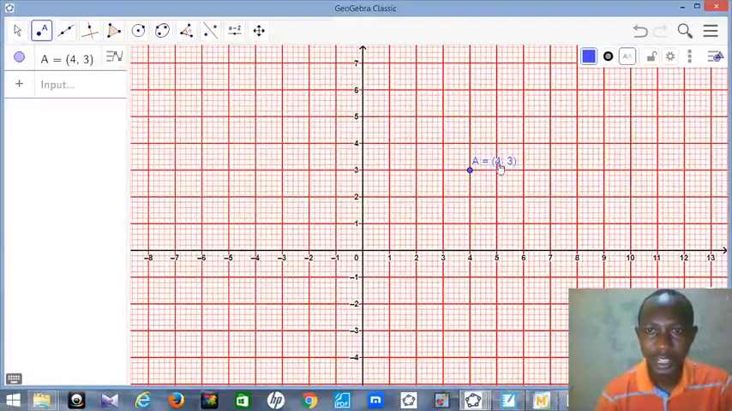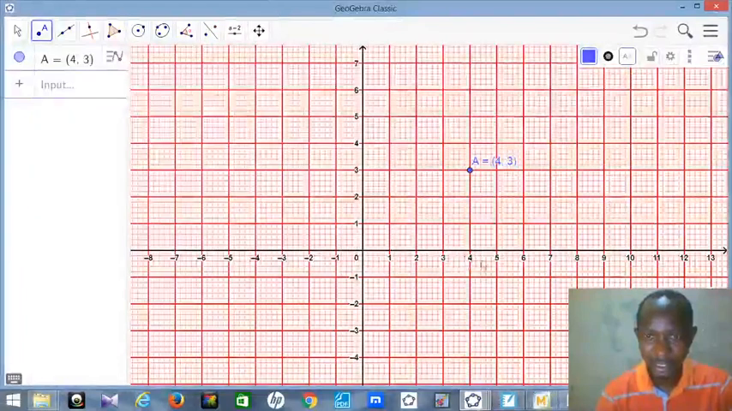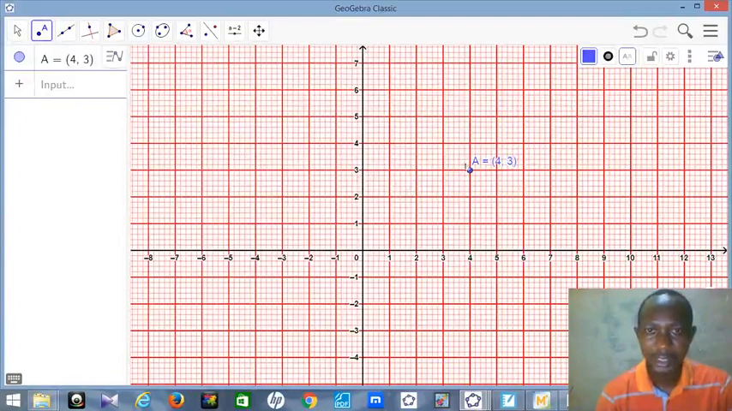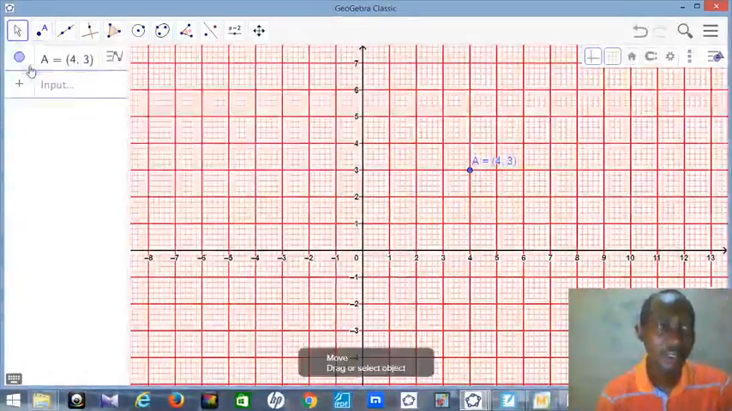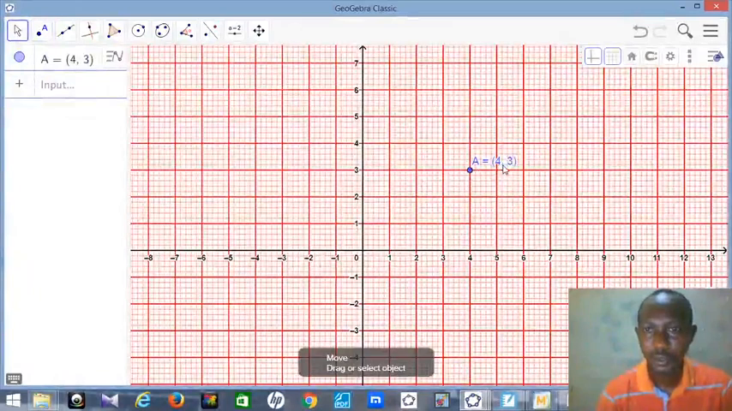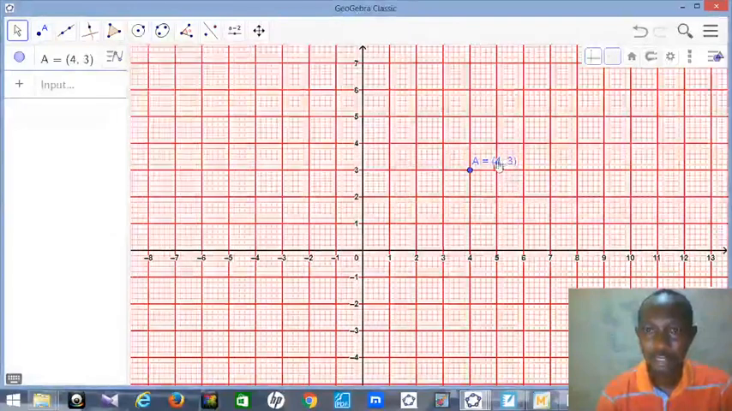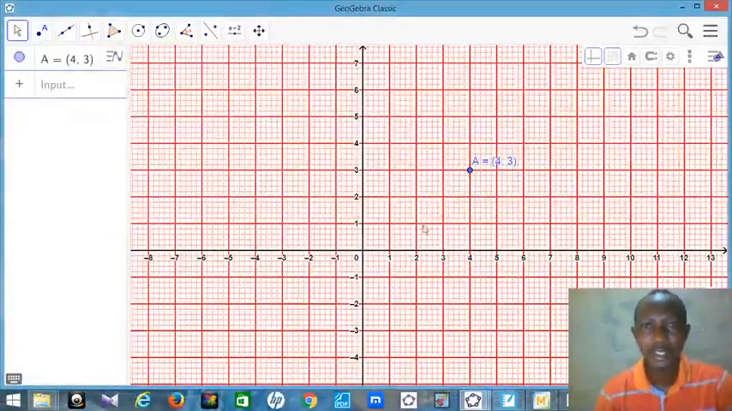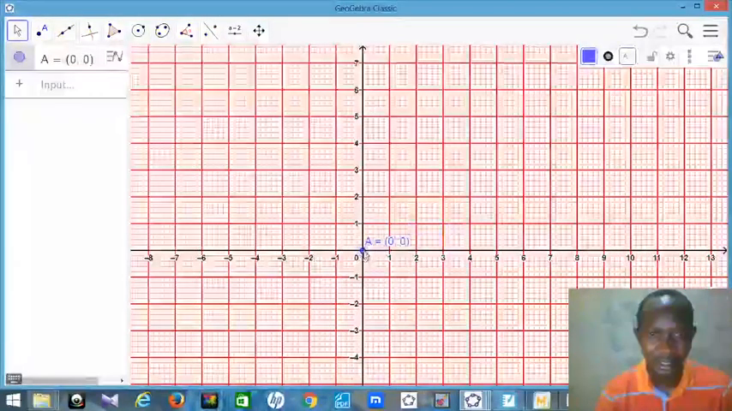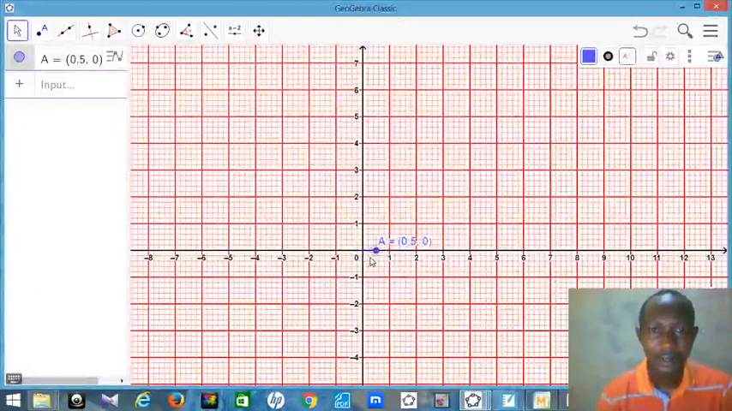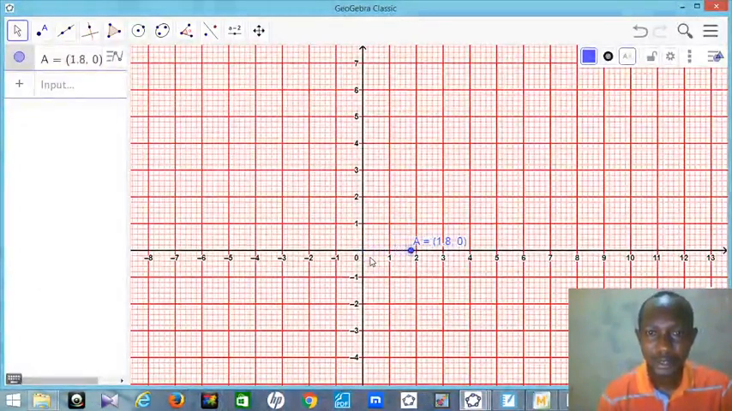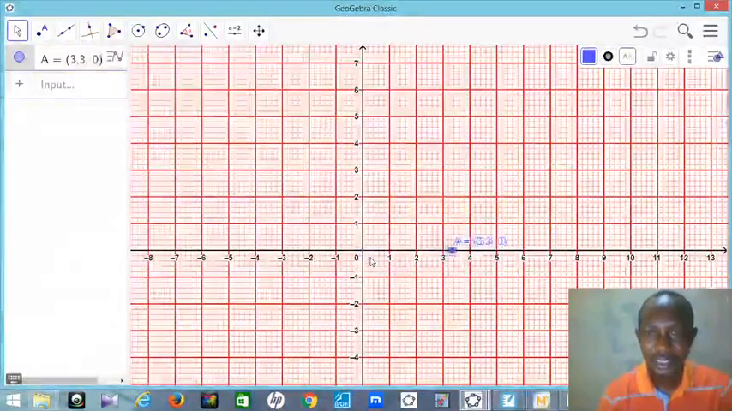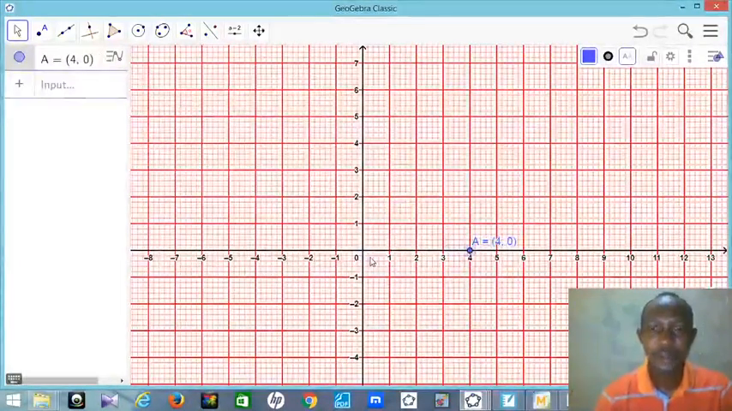If I put this point here, you can see it is 4, 3. So this 4 is on the x-axis. Then the second number here, 3, is on the y-axis. So the coordinate of point A is 4, 3. With these two numbers, 4 and 3, you can locate point A. Let me pull it back to 0 so that you can see it. If I say locate point A, 4, 0, you can see how I'm moving along the x-axis. I'm now at 4.